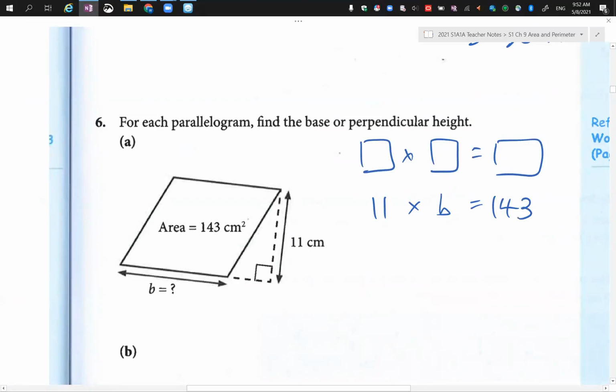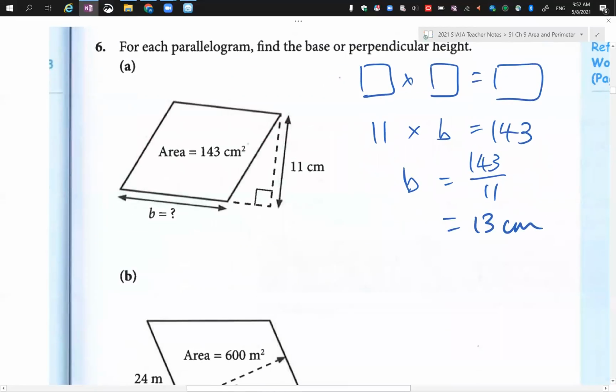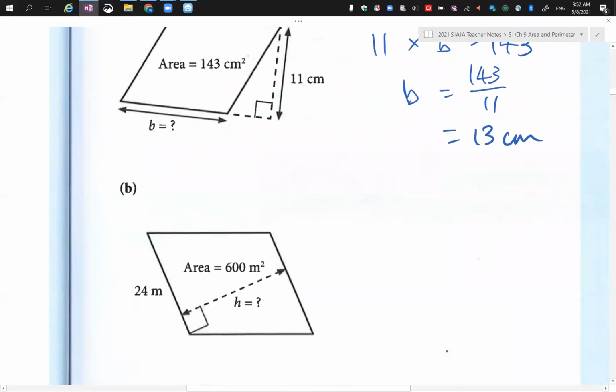So what do we do on both sides now? Divide by 11. Yes. And what is the answer? Is it a funny number? 13. Okay, very good. 13 cm. And now part B. You tried already. Yes, try.